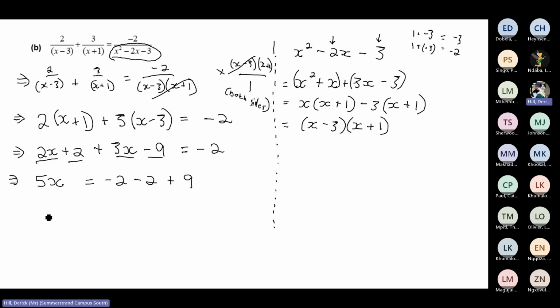Now, yes, I believe I'm still on the right page over here. So I've got 5x is equal to minus 2 is minus 4, plus 9. So that's 9 minus 4 is 5. I've got 5x equals 5. Now I divide both sides by 5. What I do on the left, I do on the right. And I get an x equal to 1, which is quite lovely, considering what a giant question that number b was.